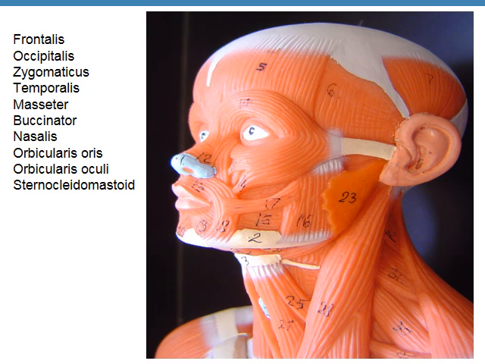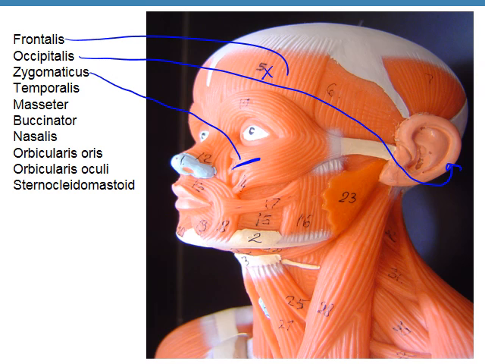So let's make sure that we can identify the muscles if we have a model. It doesn't look anything like the picture that we first learned the muscles. So frontalis is this muscle. Occipitalis we can't see, right? We'd have to go back here to the back. Where's zygomaticus? These are zygomaticus right here, and they come together and attach to the zygomatic bone. Where's temporalis? Temporalis is here.